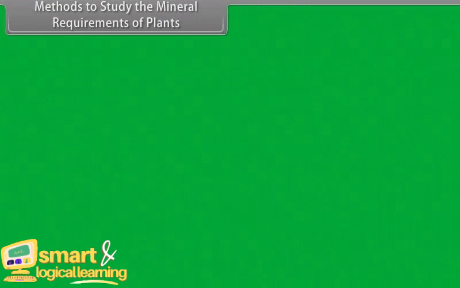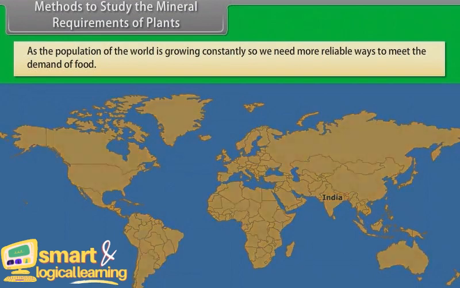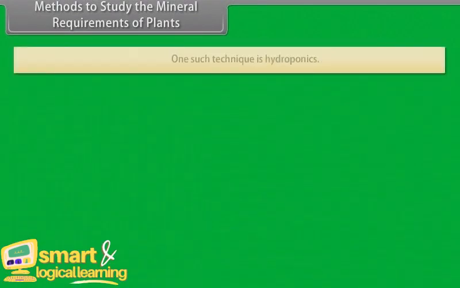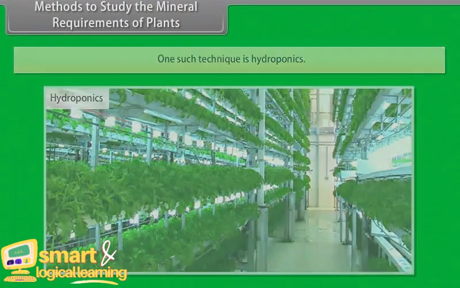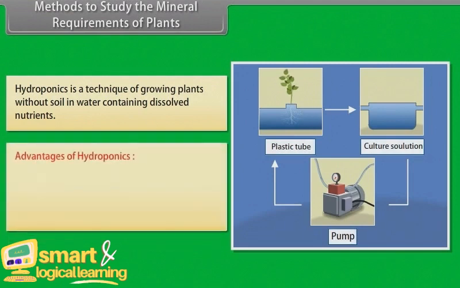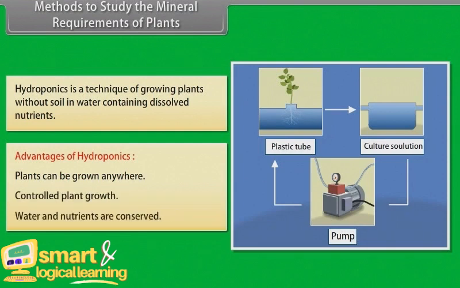Methods to study the mineral requirements of plants. As the population of the world is growing constantly, we need more reliable ways to meet the demand of food. One such technique is hydroponics. Hydroponics is a technique of growing plants without soil in water containing dissolved nutrients. Advantages of hydroponics: plants can be grown anywhere, plant growth is controlled, and water and nutrients are conserved.